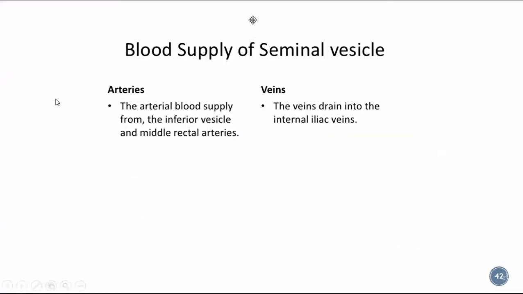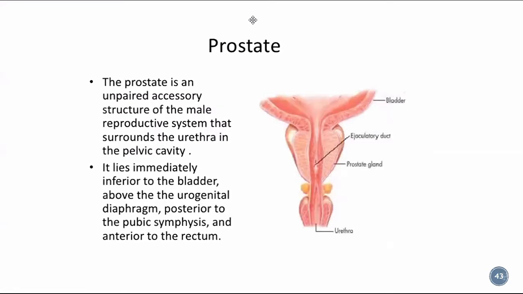Blood supply to the seminal vesicle is from the inferior vesical and middle rectal arteries, with venous drainage into the internal iliac veins. Now we go to the prostate. The prostate is another accessory organ of the reproductive system, which is unpaired, and it surrounds the urethra in the pelvic cavity. Your prostate, your urethra, and your ejaculatory ducts on the side. It lies immediately inferior to the bladder, above the urogenital diaphragm, posterior to the pubic symphysis, and anterior to the rectum.